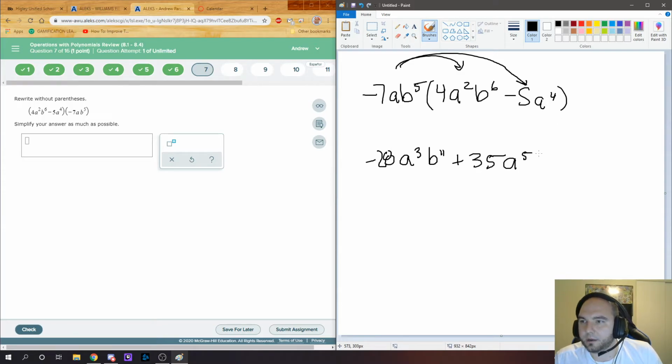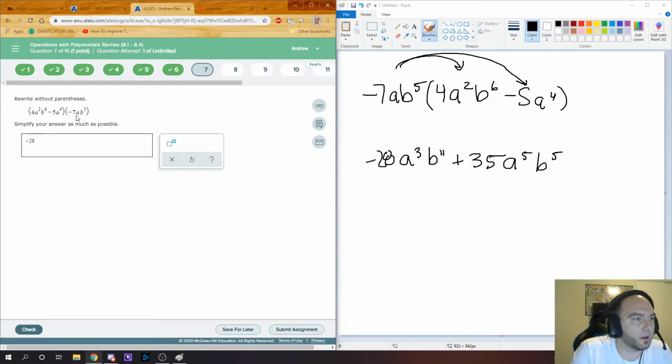And then there's no b, but I do need to include the b that I distributed in, which is b to the fifth. Now, if you're concerned about whether these are like terms or not, they're not. They have to have the same letters with the same exact exponents, which these guys don't. They have all kinds of different exponents from each other. So don't worry about that.